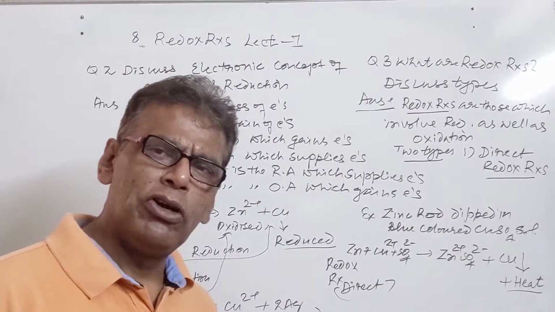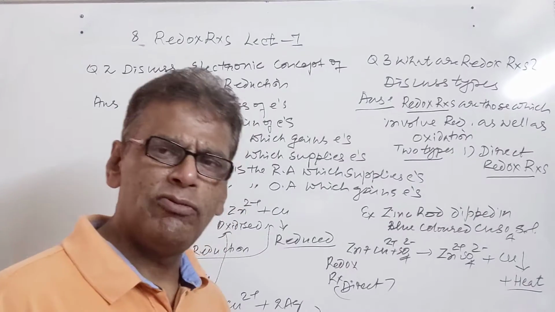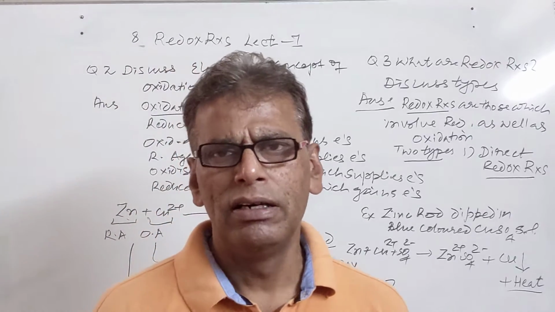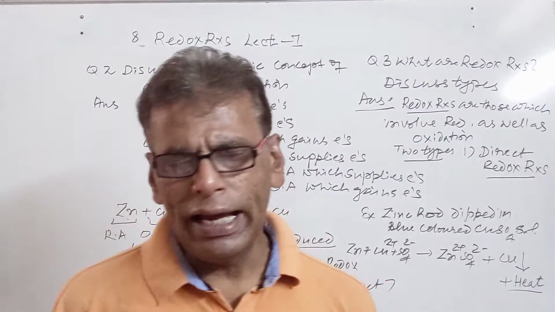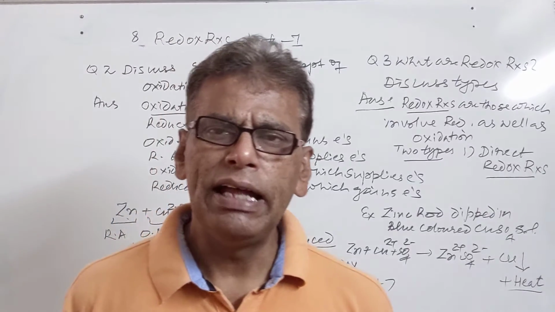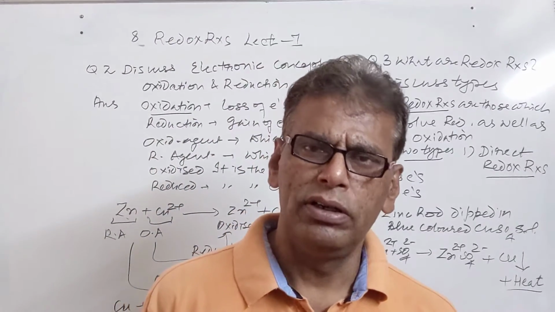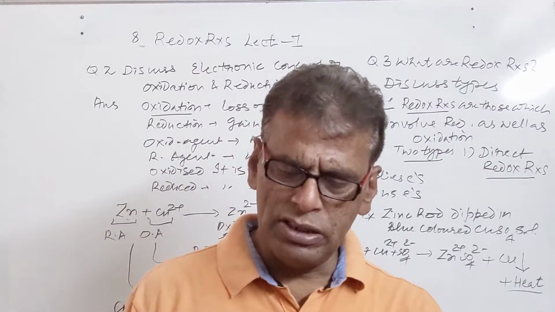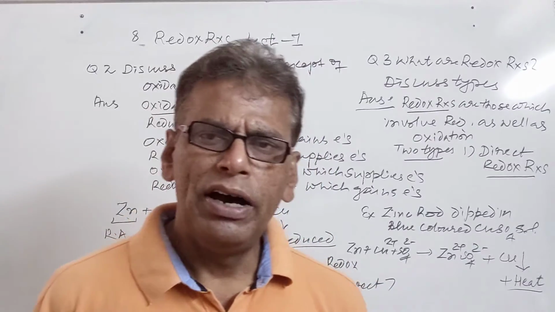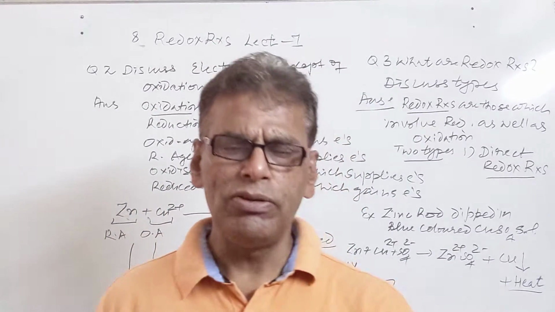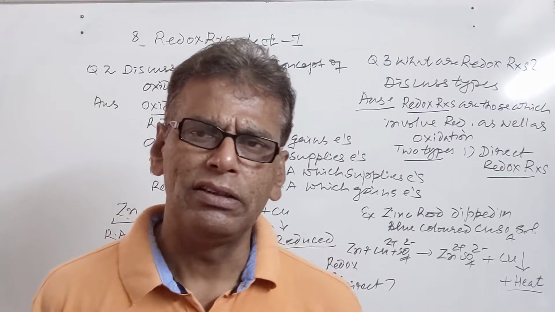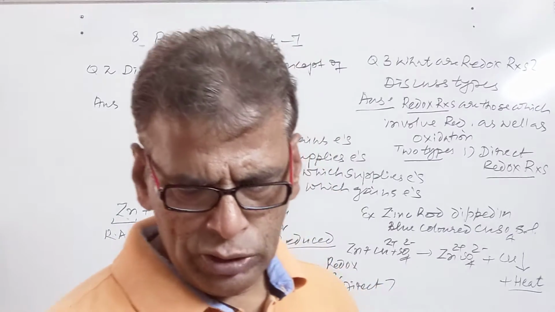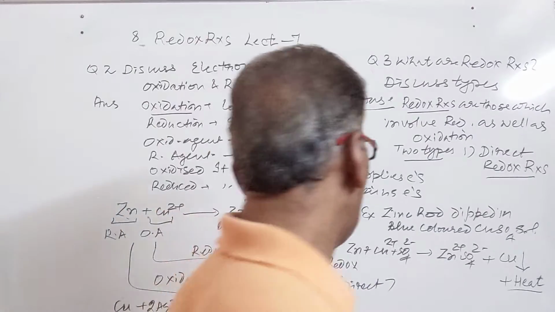So why is heat produced in direct redox reaction? The reason is the flow of electrons takes place over a very small distance. Therefore, the energy of the electron, which is called kinetic energy, has not been utilized in doing work. If they had moved from one position to another, then energy would have been utilized. Since the transfer has taken place over a very small distance, that energy is lost in the solution, and the solution gets heated up. So these are called the direct redox reactions.